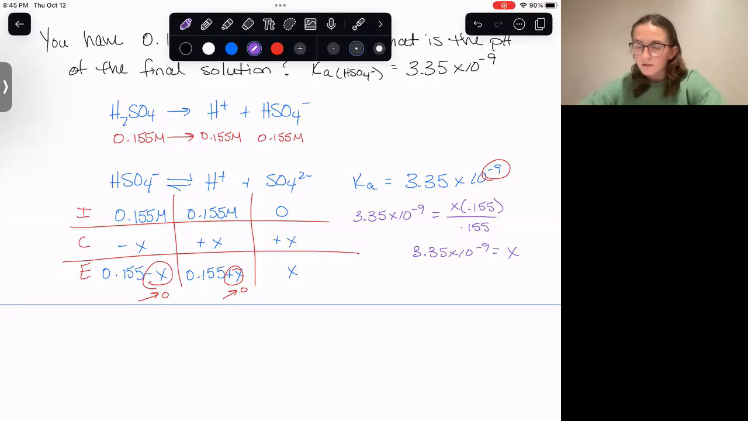So we know that we have 0 concentration for SO4 2 minus because from our initial dissociation of the strong acid H2SO4, we don't form any of it. So at the beginning, there's none of it to begin with, and we don't form it until we completely dissociate our H2SO4.